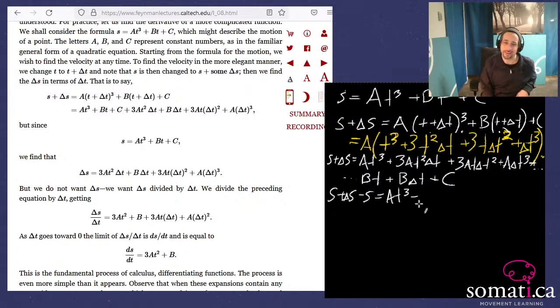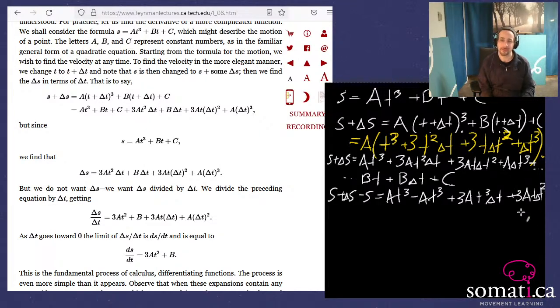AT cubed minus AT cubed, plus this term stays, 3AT squared delta T, plus 3AT delta T squared, dot dot dot, A delta T cubed, plus B times T minus B times T, plus C minus C. Oh, and then I almost lost my plus B delta T. Is still there. And so then that simplifies it quite a bit.